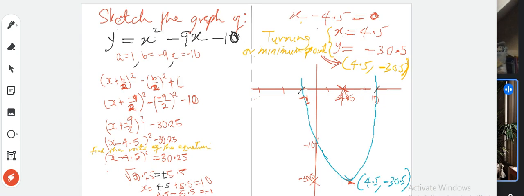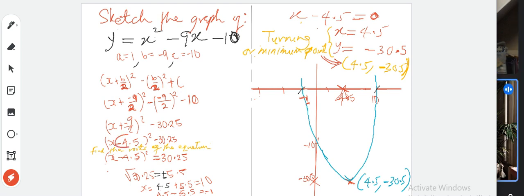So that's basically it. I think I also gave you another one to try on the next page: y equal to x squared minus 9x minus 10. We follow the same method. You know what a is, what b is, what c is. You put it into that equation. The equation is open a bracket x plus b over 2 all squared minus open a bracket b over 2 all squared, then plus c. Substitute into all of that and transform it that way. After that, you can easily get the turning point.